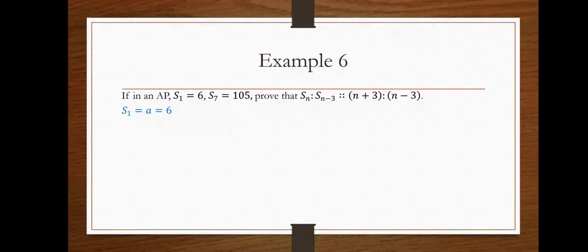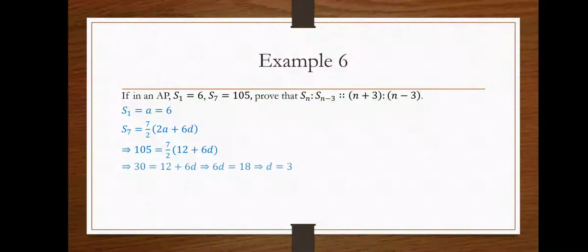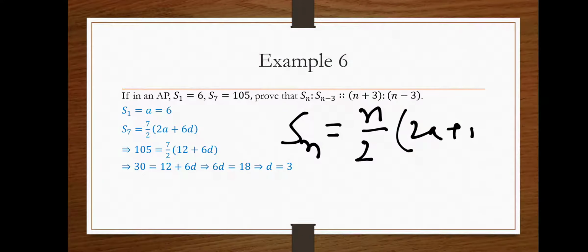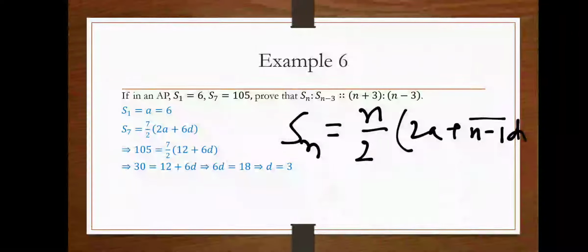Then S7, that is the sum of the first 7 terms, put it into the formula, and as we already know the value of a, we can calculate and find the value of d, that is 3. So now let us understand what is Sn and what is Sn minus 3. Sn means sum of first n terms. So that is n by 2 times (2a plus (n minus 1) times d).